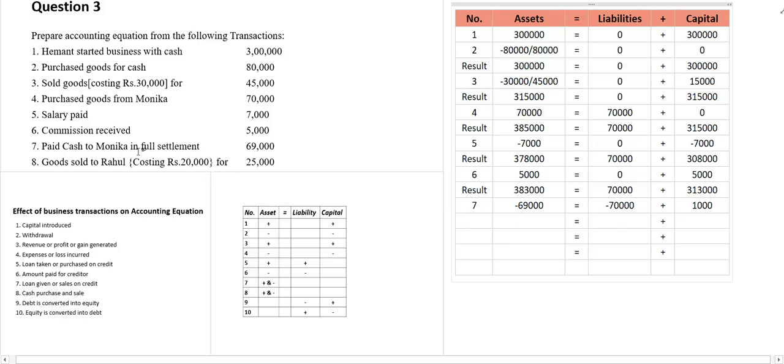Once again, the amount which we paid for Monica is 69,000. So we have to record under asset minus 69. But 69,000 is accepted as how much? At 70,000, right? So minus 70 from liability, as we are paying less, so we receive profit.